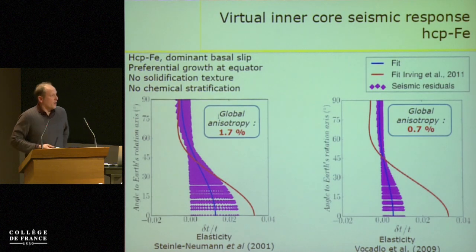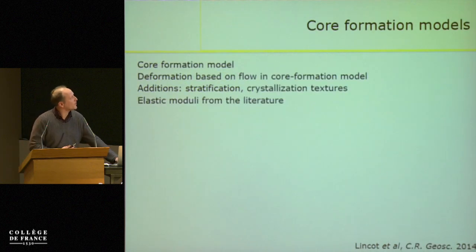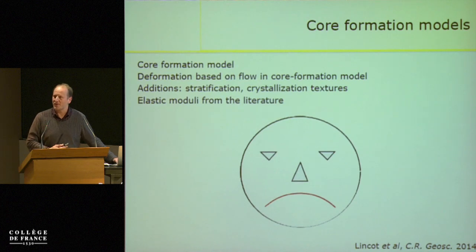We also tried, so this was the first series of models. We tried with HCP, with basal slip, and we tried different elastic constants from the literature, and it was the same. We got something that was more anisotropic, but it was difficult to get anywhere near 3%. After a few years, that took 3 years, we were pretty disappointed. The PhD student was getting depressed.